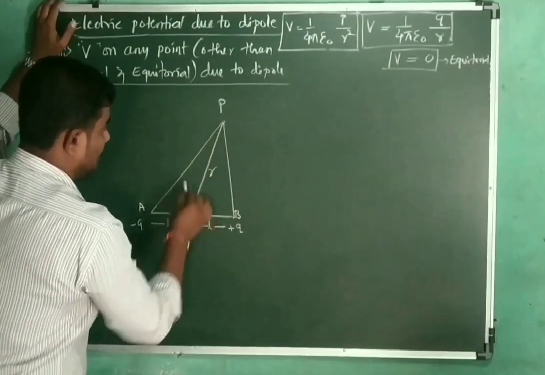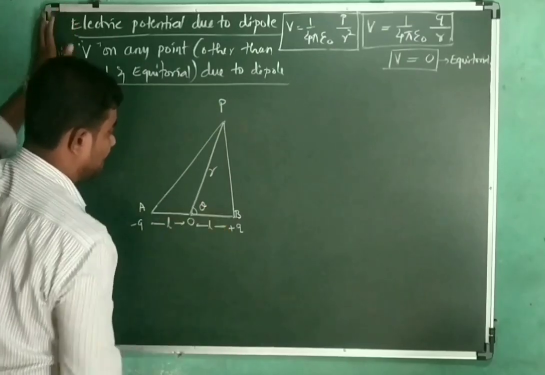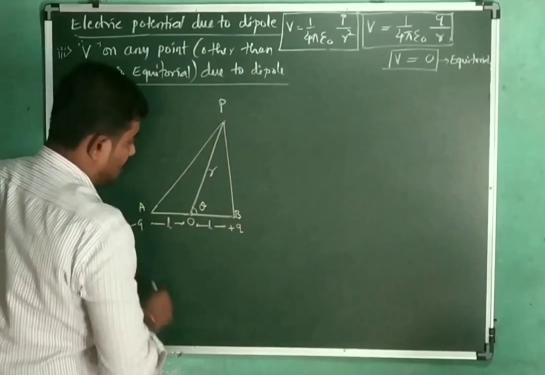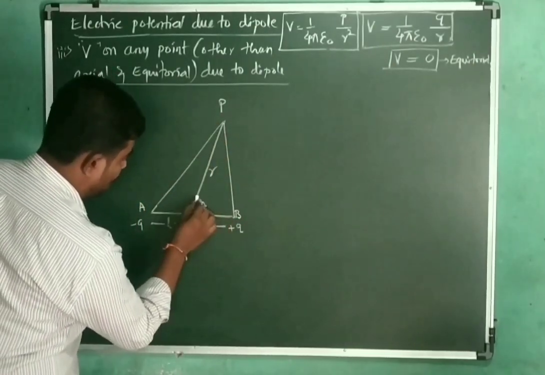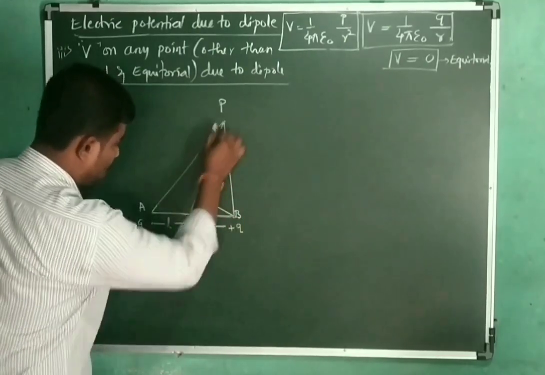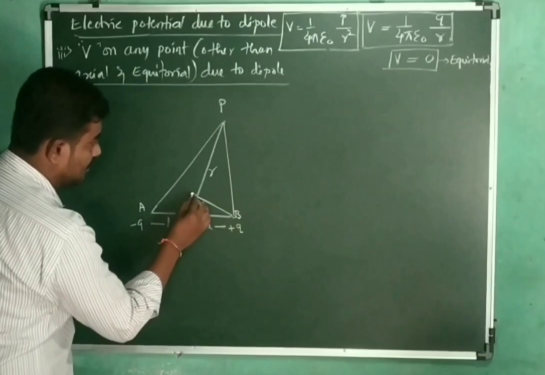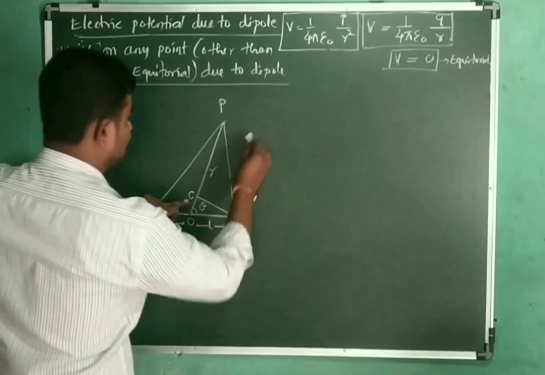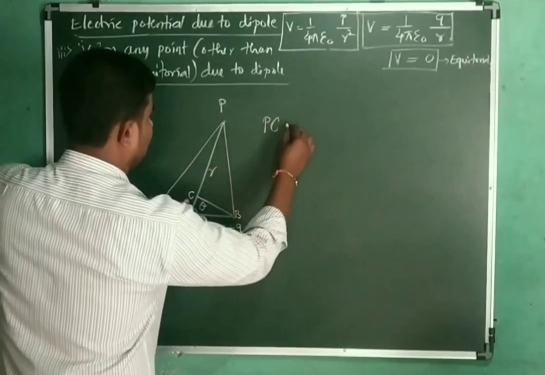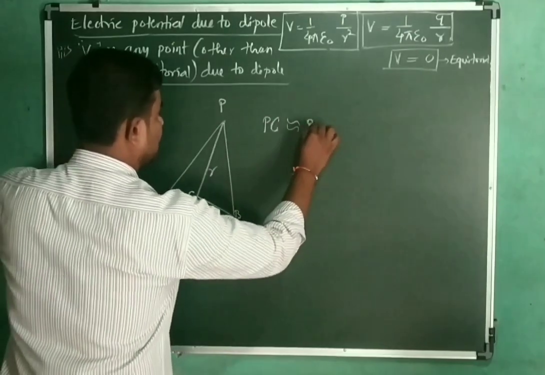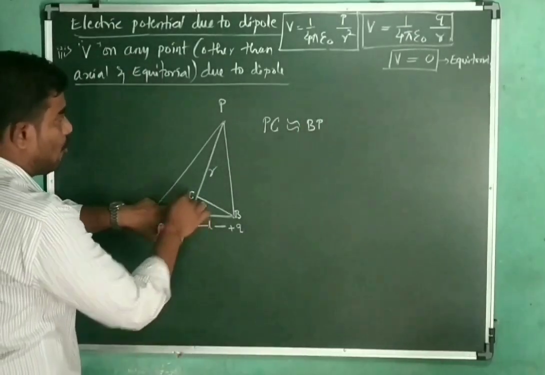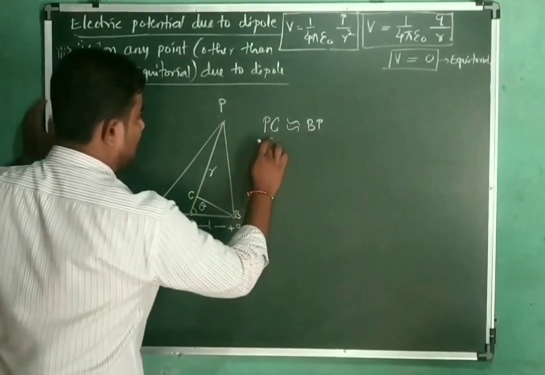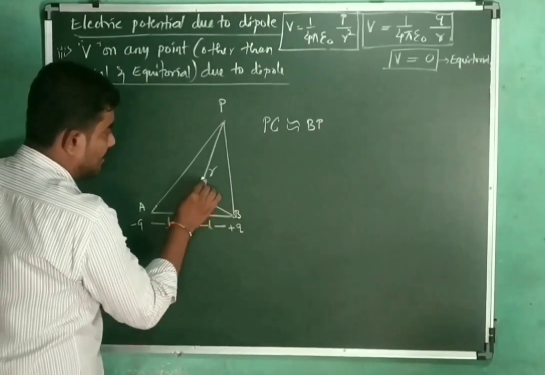The point P is at an angle of theta. If we know this distance r and this distance L, we should know the BP distance. We shall do one thing: draw a perpendicular on OP. Now this point is C. You can observe here that the PC distance and the BP distance are both the same. If we know the PC distance, then certainly BP is going to be the same. Therefore we should know the PC distance.